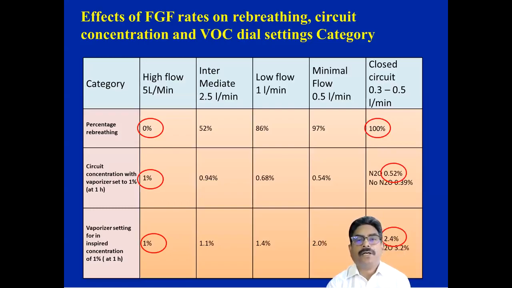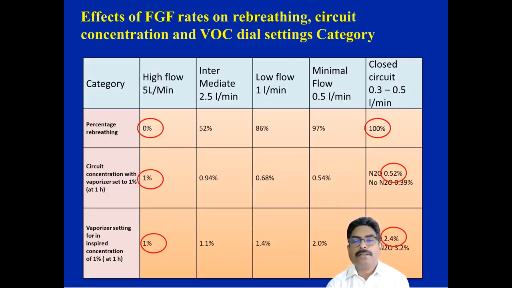So the effect of fresh gas flow on rebreathing and circuit concentration is this. In high flow, that is 5 liters per minute, there is no rebreathing. If you keep the vaporizer setting at 1%, after 1 hour the concentration in the inspired limb of the breathing circuit will be the same, 1%. But in the case of 2.5 liters per minute, if you keep the vaporizer setting at 0.94%, you will get 1.1% in the breathing circuit after 1 hour. So the concentration in the breathing circuit slowly increases because of the rebreathing of the anesthetic gases.